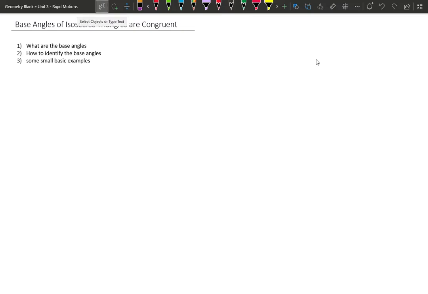The base angles of an isosceles triangle are congruent, but first you might wonder what are base angles. And we're going to talk about that, and then we're going to look at how to identify them given different circumstances, and then just some basic examples.